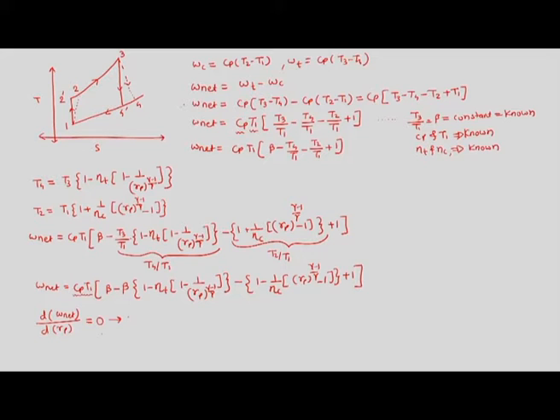So we directly would end up this way: Cp d by d Rp of minus plus beta into eta t into 1 minus 1 upon Rp, bracket raised to gamma minus 1 upon gamma, minus, so this differentiation will be 0, so minus plus, d by d Rp of 1 upon compressor efficiency into Rp raised to gamma minus 1 upon gamma minus 1 plus 1, and then this equal to 0.